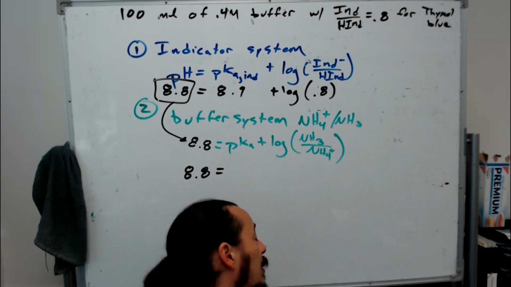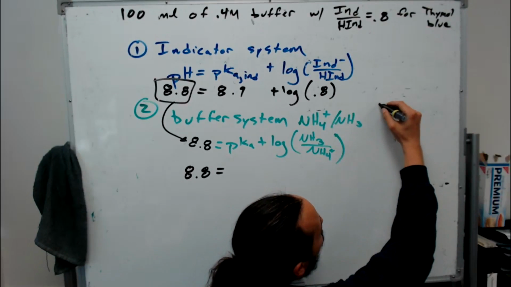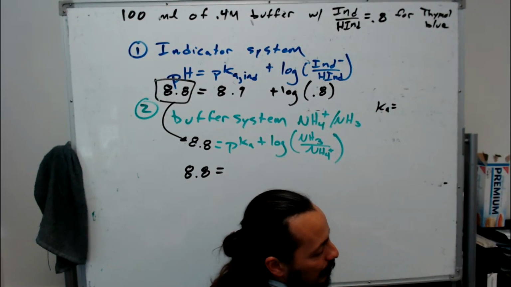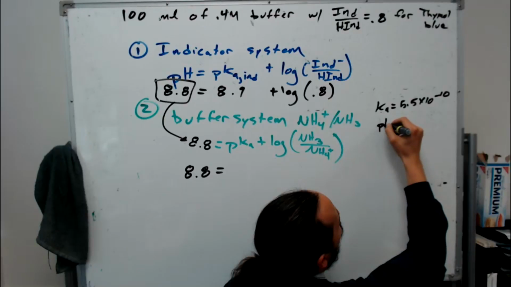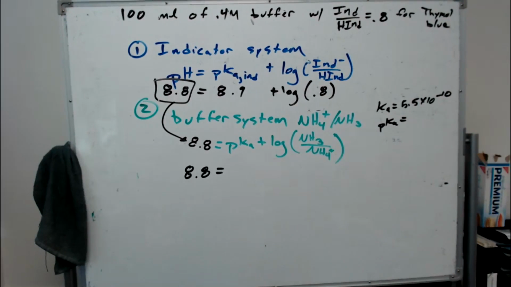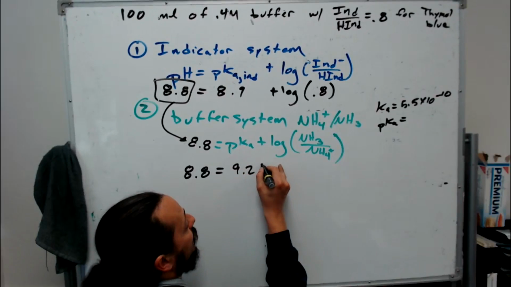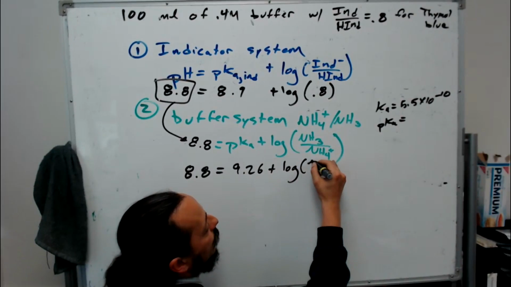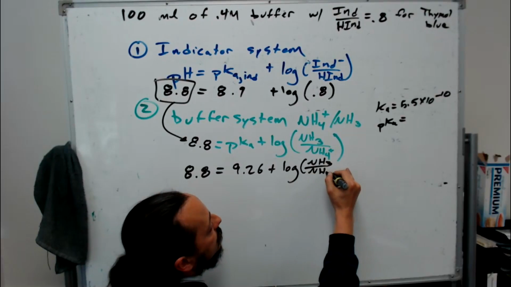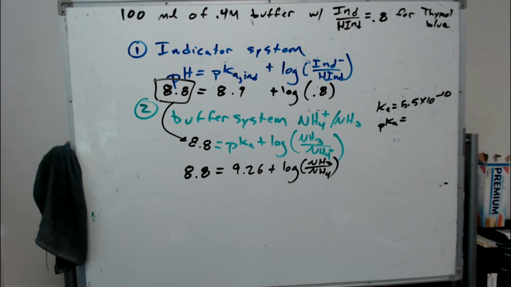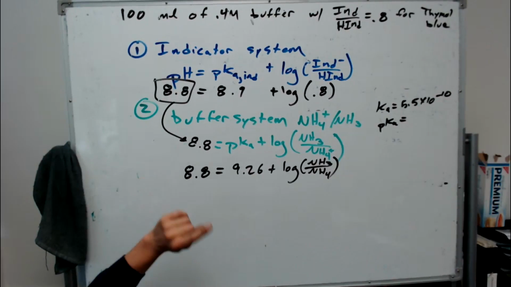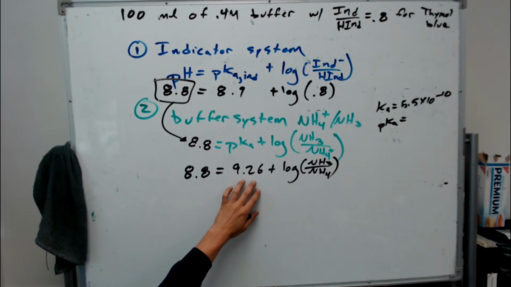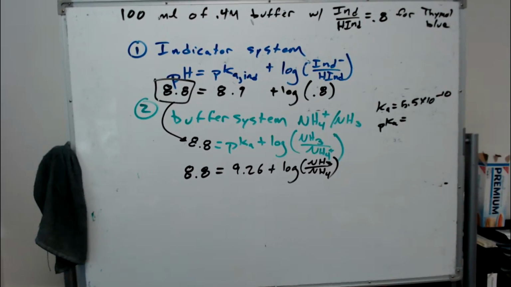We have to look it up. If you didn't look it up, I know the Ka just because we did this problem not that long ago. It's like 5.5 times 10 to the minus 10, which gives you a pKa of 9.26. That sounds right. So we've got 8.8 equals 9.26. Notice, because we've changed systems, it's not going to be exactly the same, which is what we expect. This still works because our target pH is still within plus or minus 1 of our buffer system.